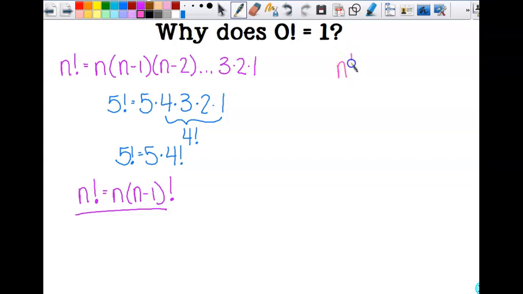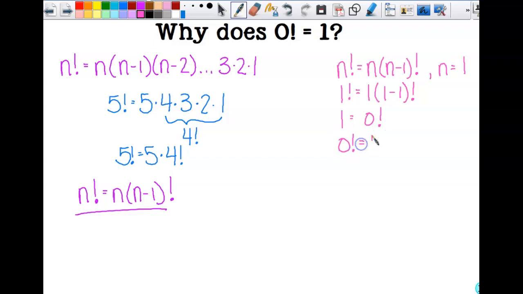So n factorial is equal to n times n minus 1 factorial, and we're going to let n equal 1. Substitute in 1, I will get 1 factorial equals 1 times 1 minus 1 factorial. 1 factorial we know is 1. We know that 1 times anything is itself, so I don't need this coefficient. I will just have 1 minus 1, which is 0 factorial. So then we know that 0 factorial equals 1.